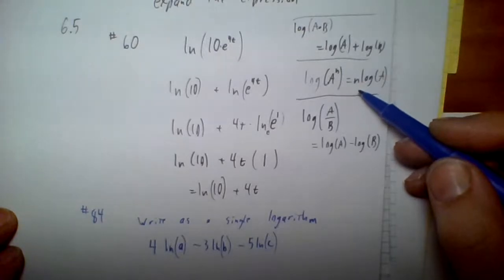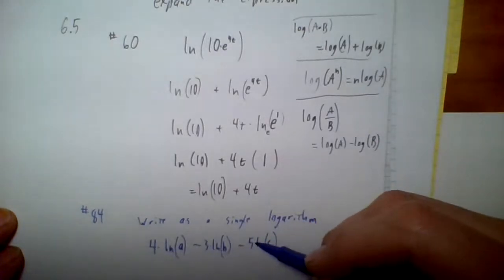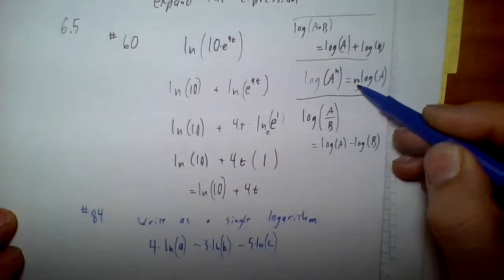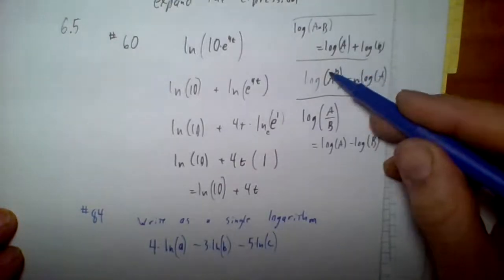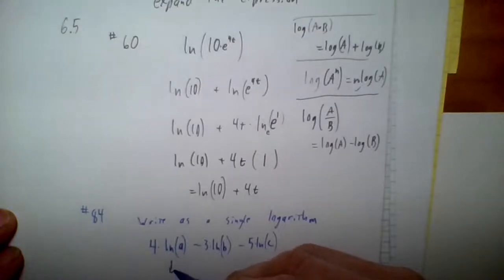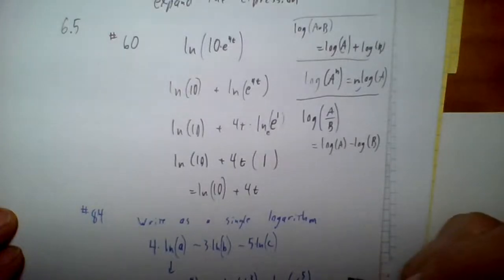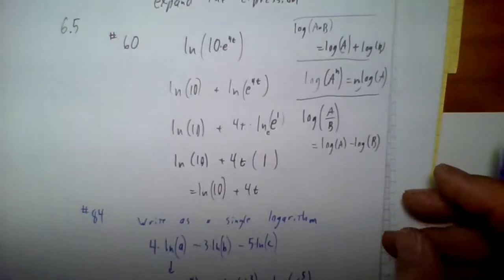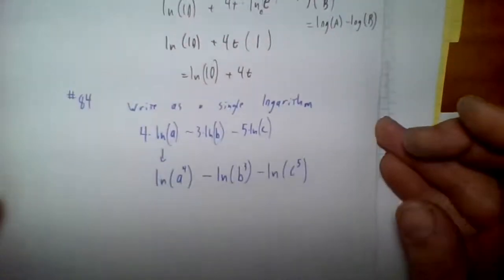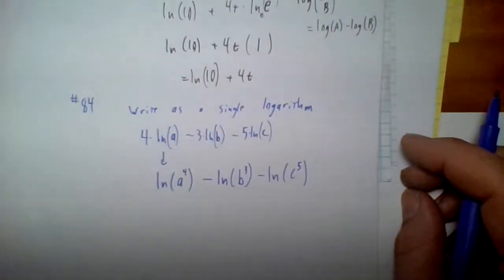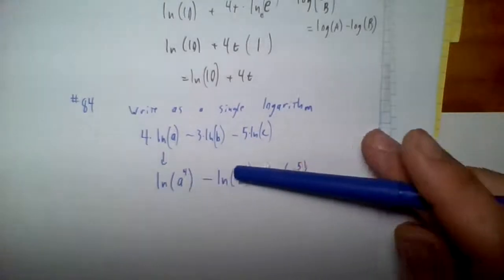The 4 and the 3 and the 5 are multiples here. So I'm going to use this rule first that says that a multiple can be rewritten as an exponent. We're going to put it back in that form. So this turns into the natural log of a to the 4th. And this turns into the natural log of b to the 3rd. And this turns into the natural log of c to the 5th. Got that put together a little bit, but now I still have 3 logarithms.